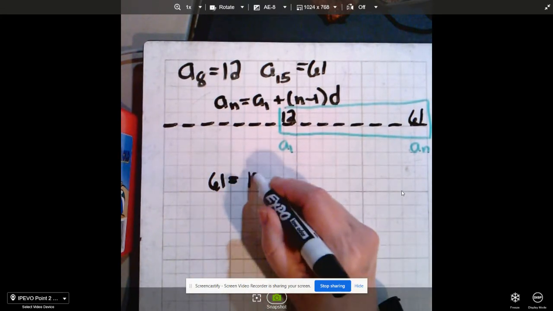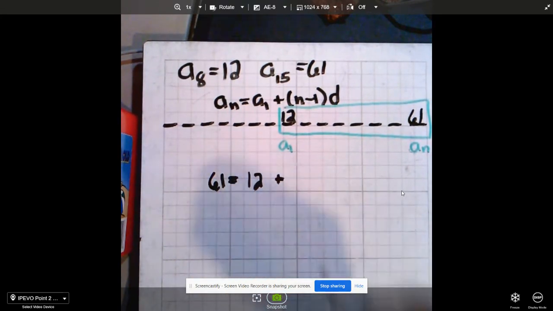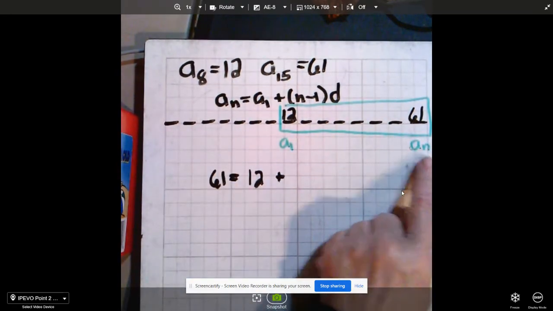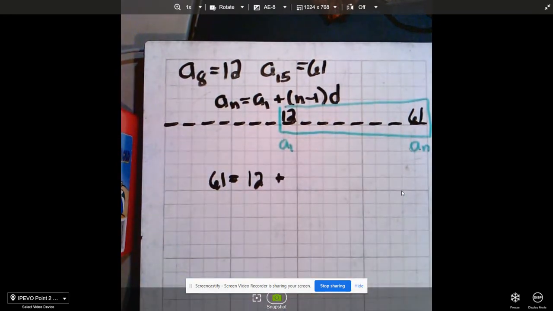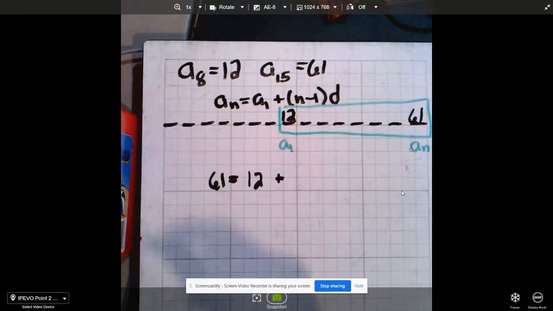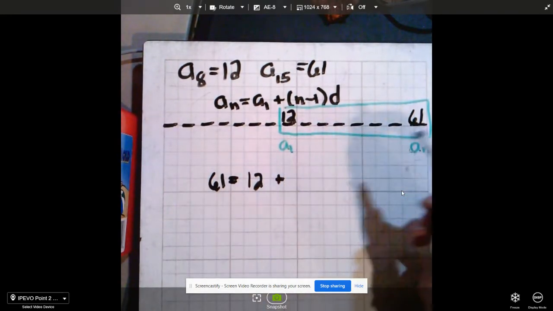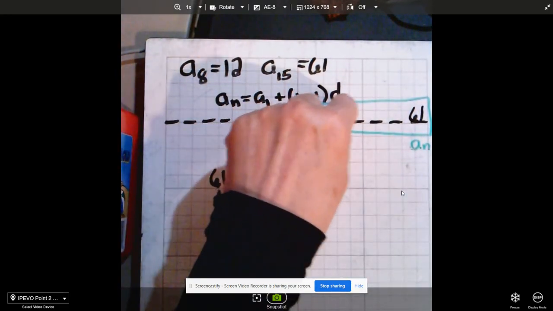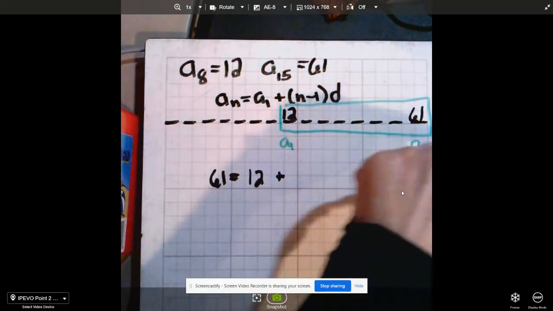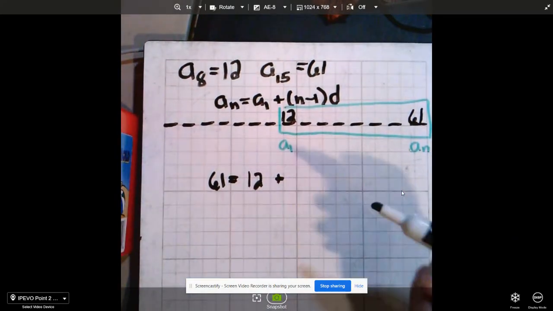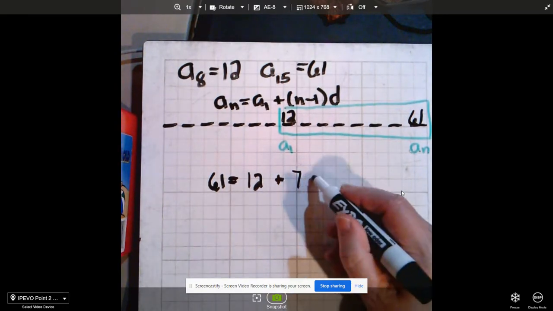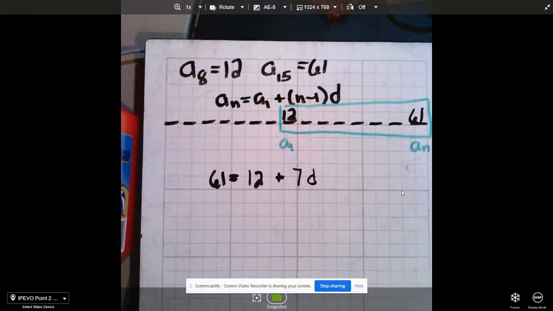My A1 would be 12 plus, well, if I start at this one, which is 15 minus 8, I'm going to have 7 differences. So this here would be, you'd have 1, 2, 3, 4, 5, 6, 7, 8 numbers. So N would be 8, but N minus 1 would be 7. And then D, because I don't know D.